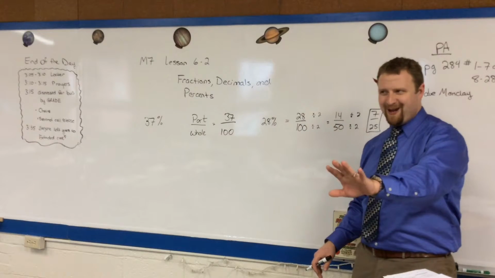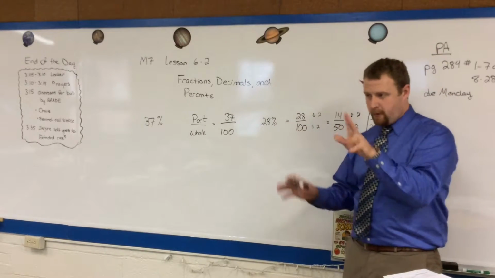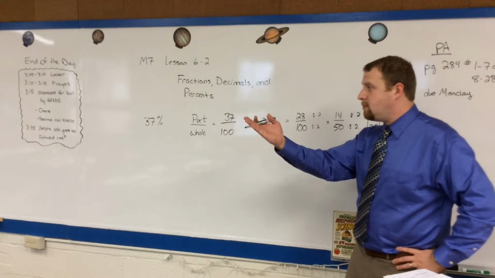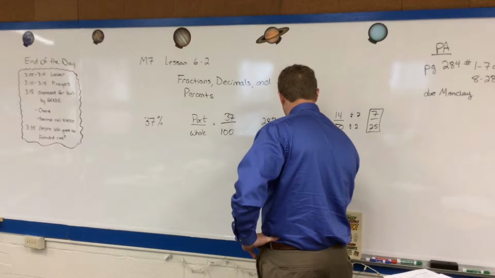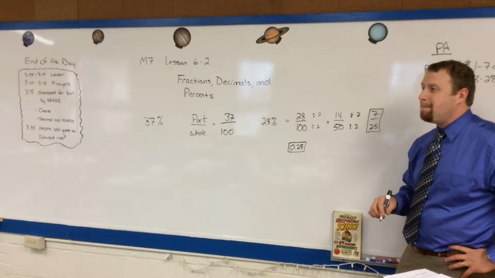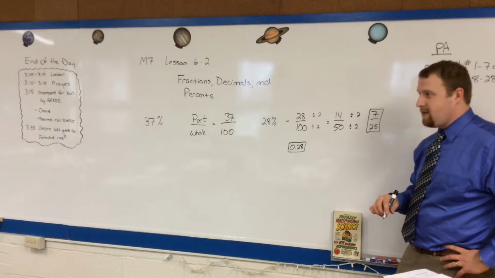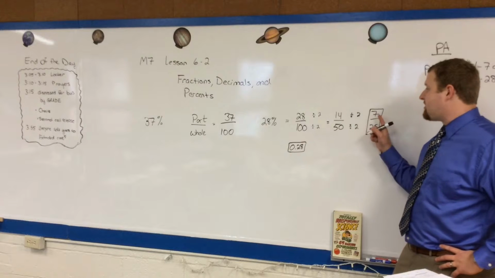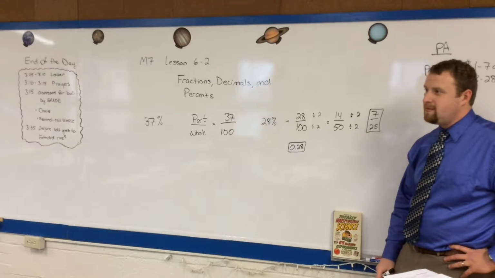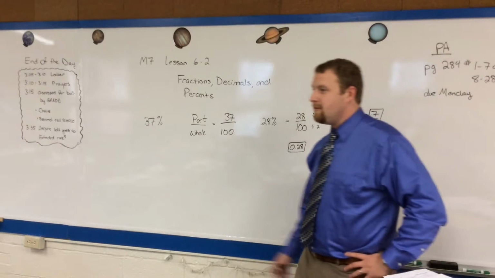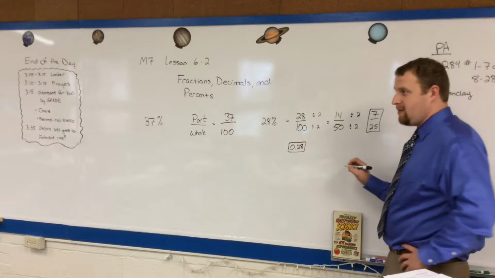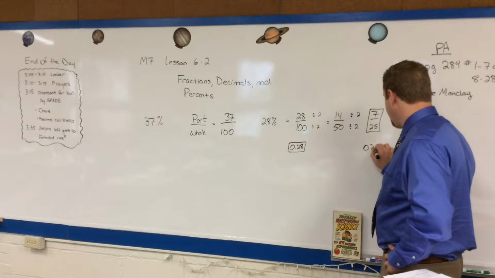Now do something for me on your calculators real quick. Take 28 and divide it by 100. What do you get? 0.28. I got 7 over 25. Okay. Take 7 and divide it by 25. Parker, what do you end up with? Take 7 and divide it by 25 on your calculator. What do we get as a decimal?